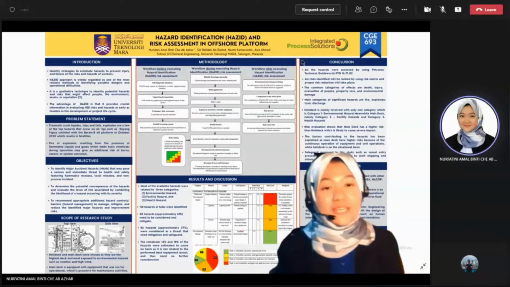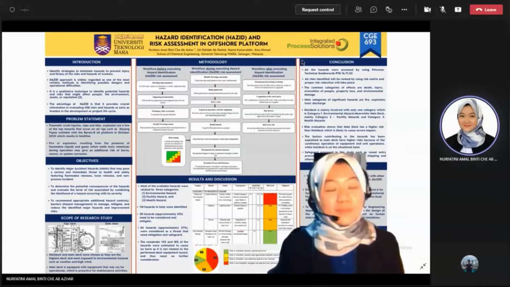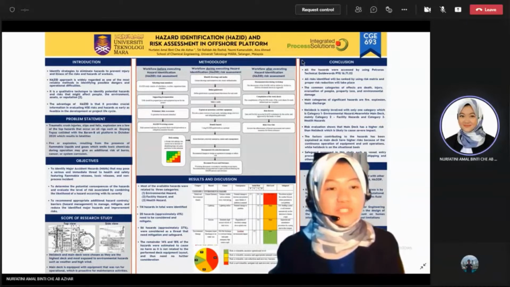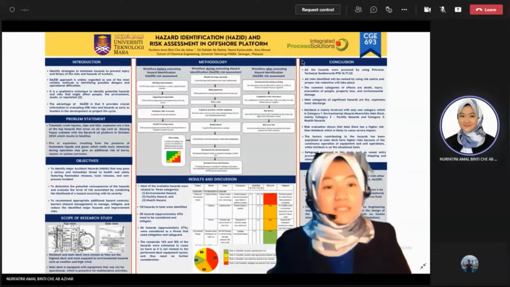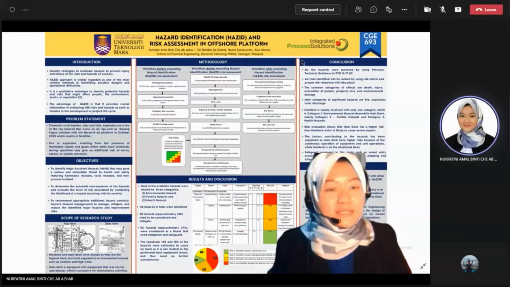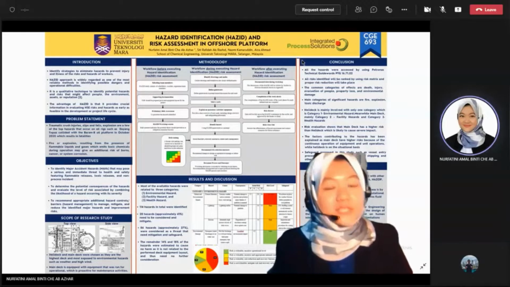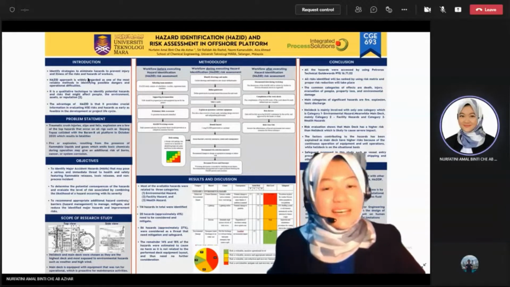So, I'm Nur Fatini Amal. Today, I would like to present on my FYP project, which is Hazard Identification and Risk Assessment in Offshore Platform. For your information, I have conducted this project for a year with Integrated Process Solutions, known as IPS. This project is a real case basis where I studied the effectiveness and the analysis of risk assessment for hazard identification. So without further ado, let's start.